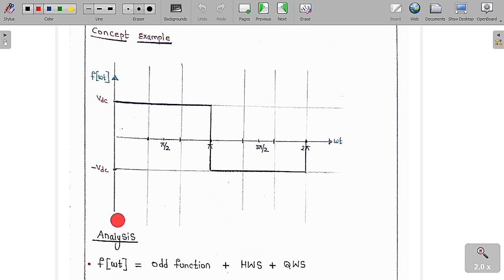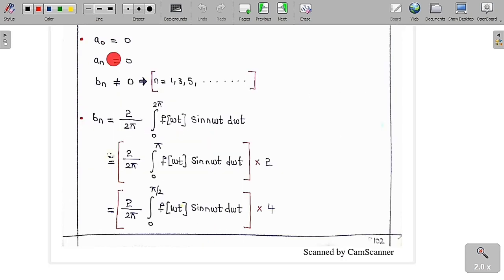Now we are going to calculate the Fourier series coefficients of this periodic signal. As I have already told you, for an odd function, definitely a0 is equal to 0 and an is equal to 0. So bn is not equal to 0 only for odd harmonics, n is equal to 1, 3, 5 up to infinity. Only odd harmonics are going to be present, but not the even harmonics, because this function satisfies both the half wave symmetry and the quarter wave symmetry.